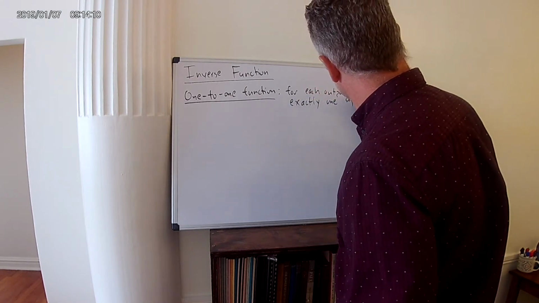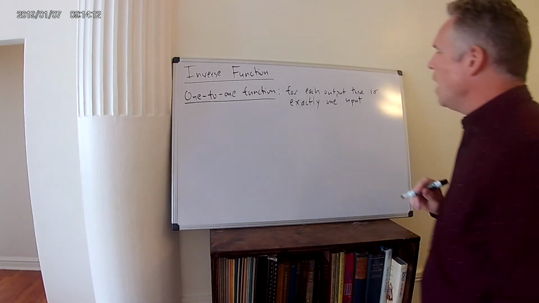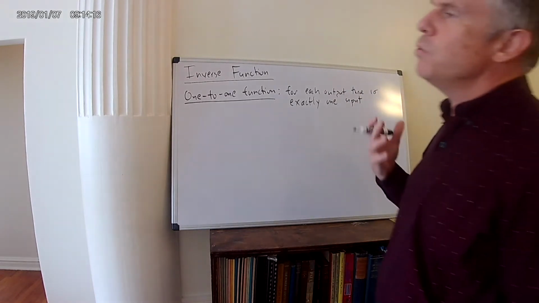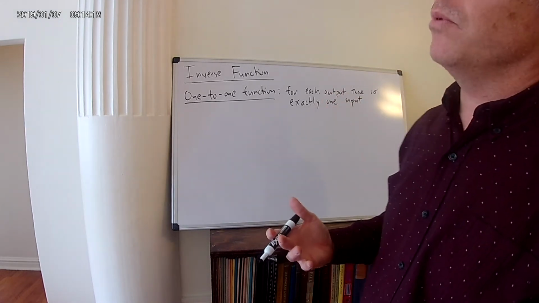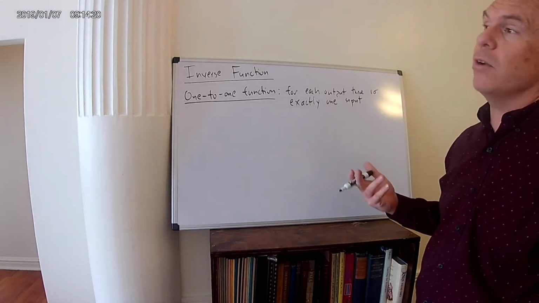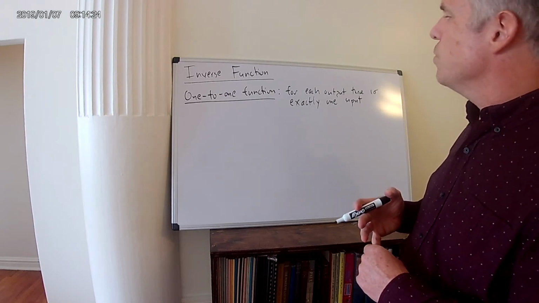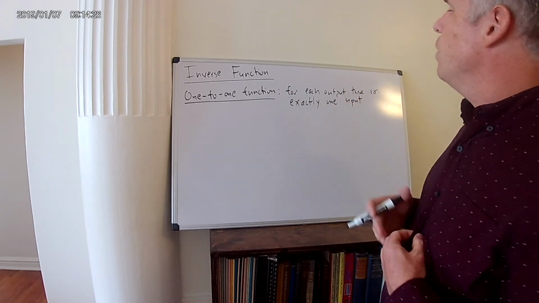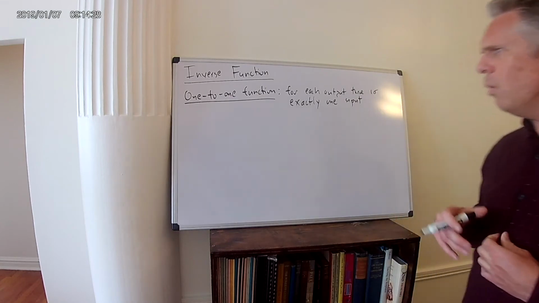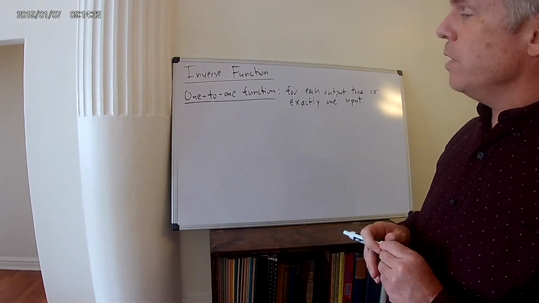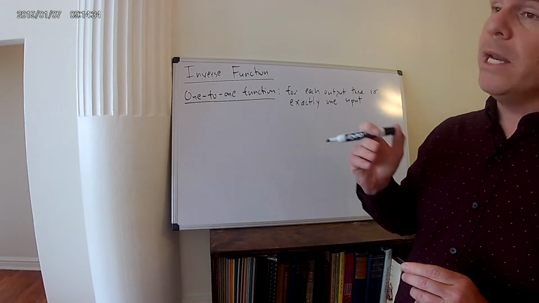So I mentioned to you guys before, it's okay for a function to have two or more inputs that produce the same output. You can't have one input producing two outputs, but it's okay to have two or more inputs produce the same output. If you have a one-to-one function though, that's not allowed. So for a one-to-one function, for each output, there's only one input.